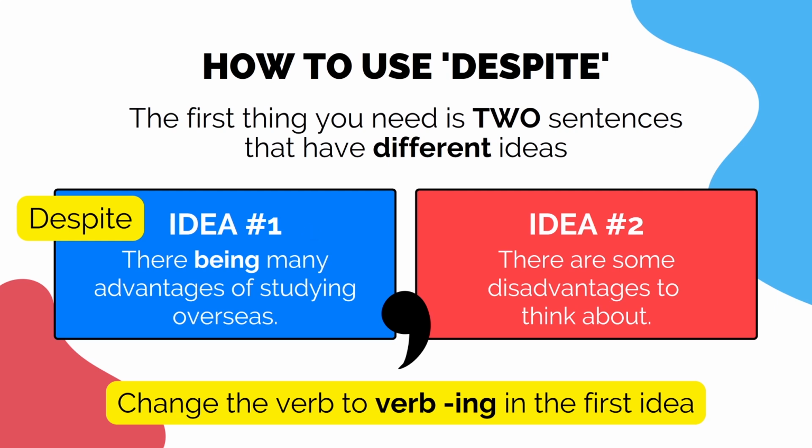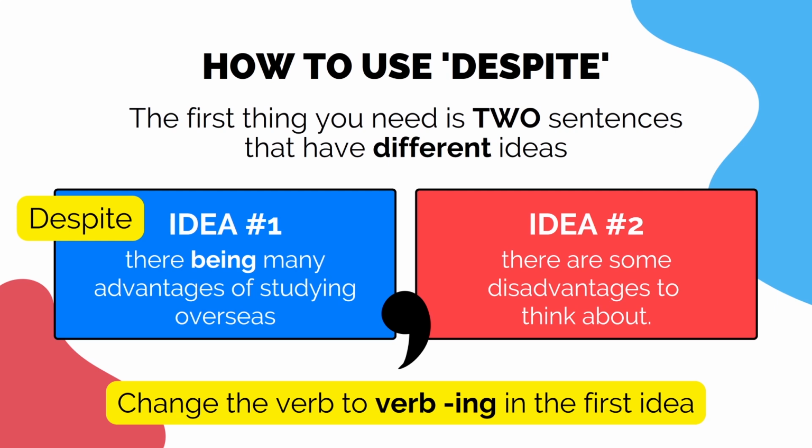Now, there's a few things we need to do to make this sentence correct. We've got a big T here, but this is the second word in the sentence. So we need to change it to a lowercase t. After that, we need to remove the full stop here. Now, we also need to change this t to a small t. And now we've got our full sentence. Despite there being many advantages of studying overseas, there are some disadvantages to think about.